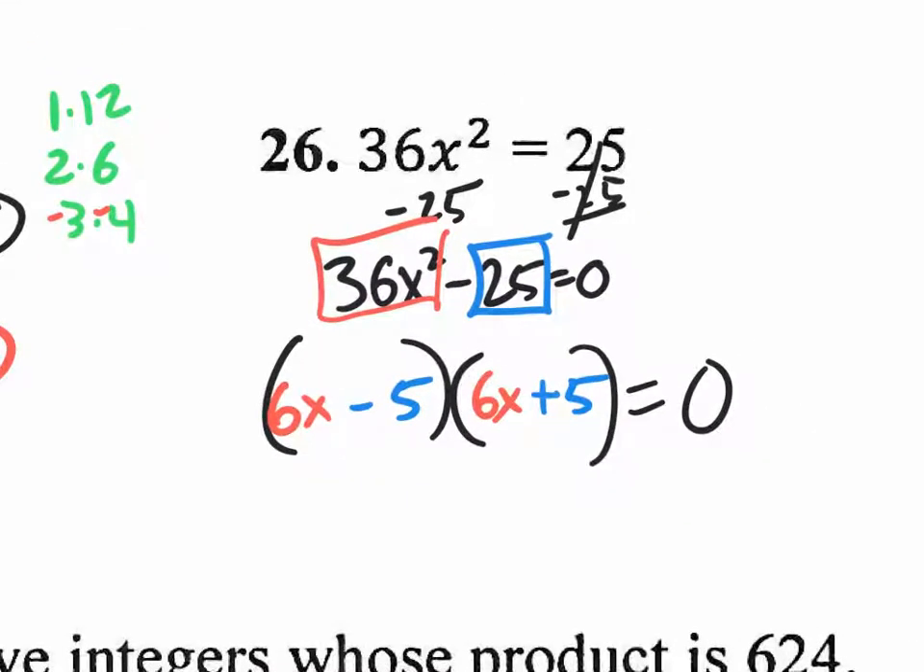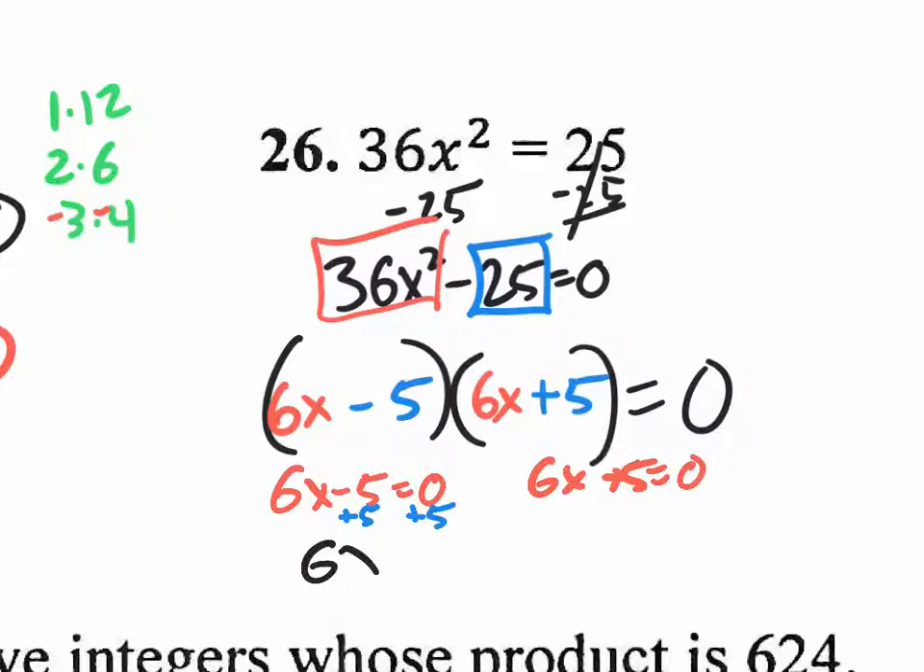All right, so we still need to solve it, so you split them and solve, right? 6x minus 5 equals 0. 6x plus 5 equals 0. So you're going to add 5 to both sides. Sorry, I'm running out of space here. 6x equals 5. Final step would be to divide by 6, and x equals 5/6.